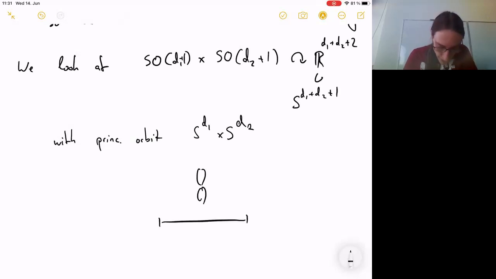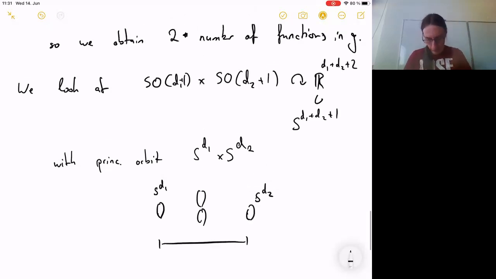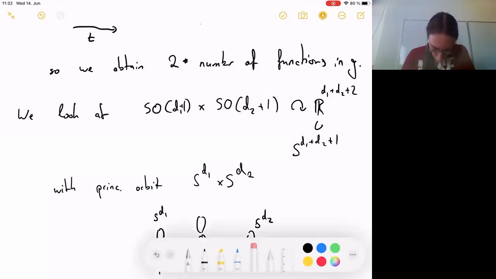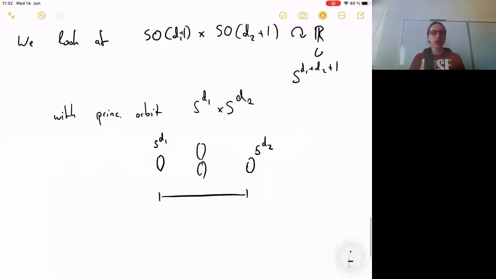What happens at one side is that the one sphere collapses and you have an S^D1, and on the other side, the other sphere will collapse and you have an S^D2. You will look at the action: one of the singular orbits is when the first D1+1 coordinates vanish, and the other singular orbit is when the second half vanishes. So these are our homogeneity 1 actions that we're going to look at.